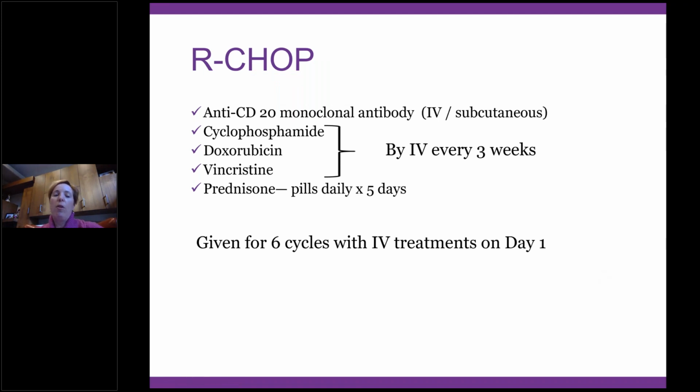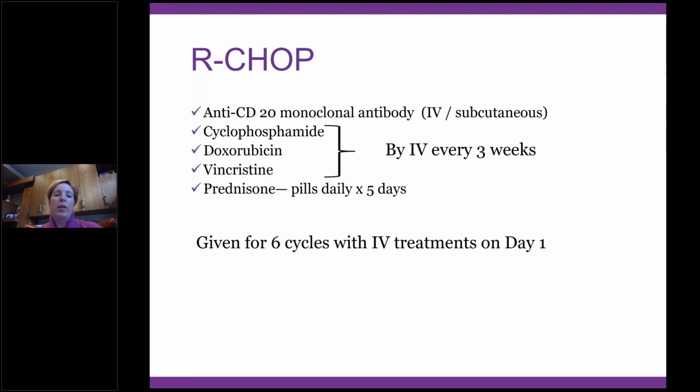So what is R-CHOP? This is a breakdown of what I mean when I refer to this treatment. The first component is the anti-CD20 monoclonal antibody that is often referred to as Rituximab, although currently within Canada, we use similar drugs with different names, as well as subcutaneous Rituximab after the first dose is given intravenously.